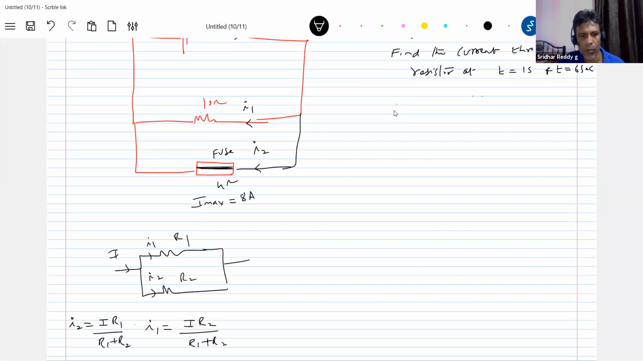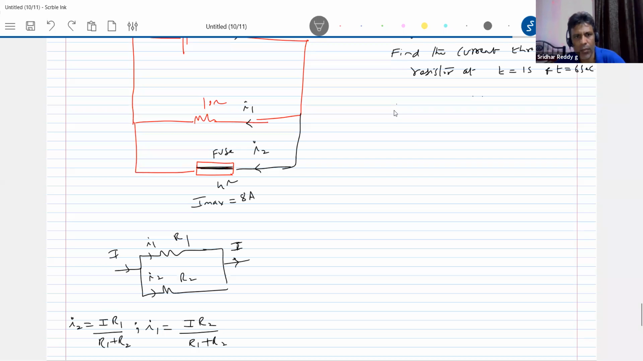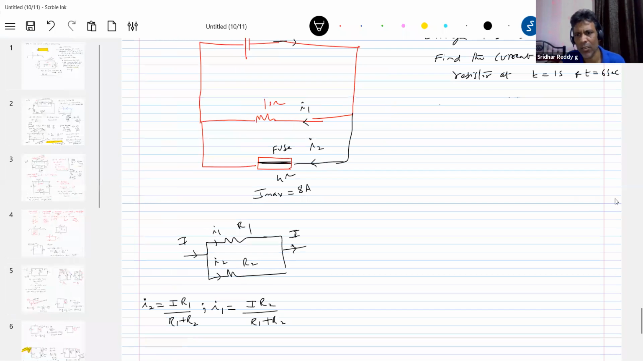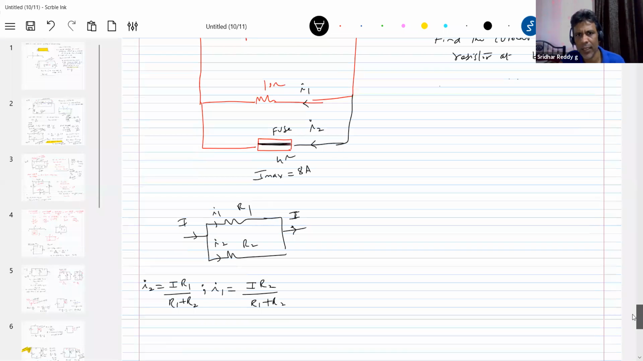Like how we have the voltage divider, this is the current divider formula. I just applied Ohm's law, nothing big. Capital I is equal to I1 plus I2, then I1 R1 equals I2 R2. The current in the sub branches is given by this. So we can take help of this formula, or you can apply KVL, KCL. It's not that you must apply these things; you can apply KCL, KVL also.